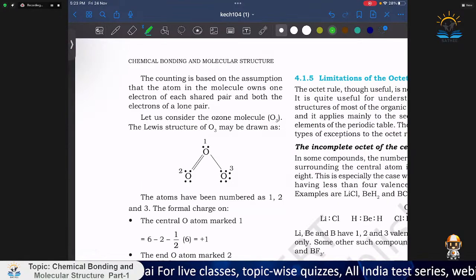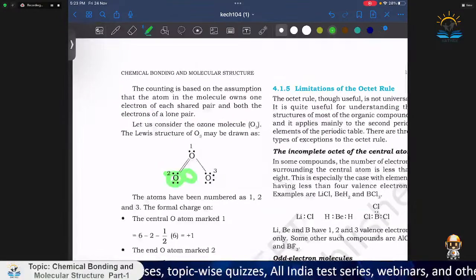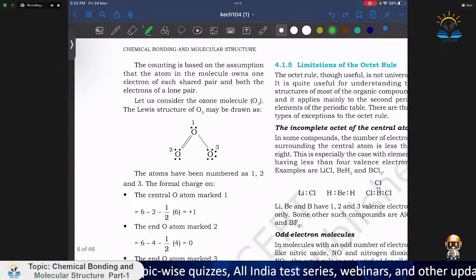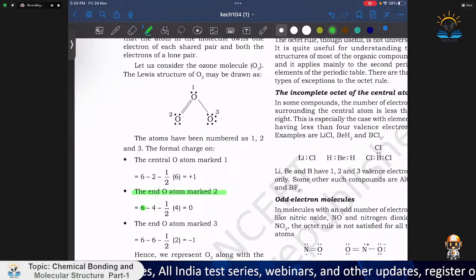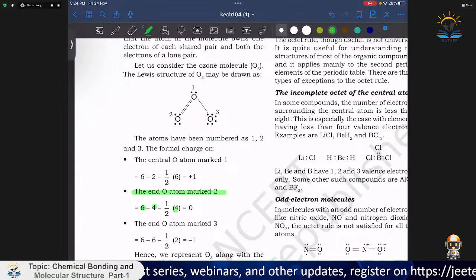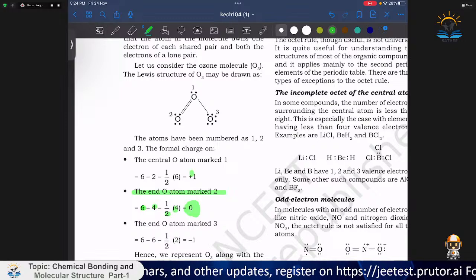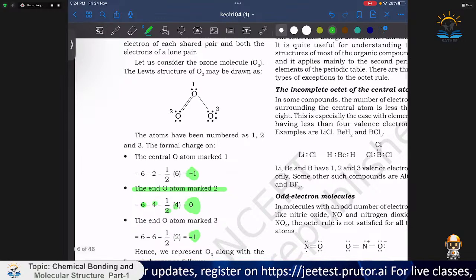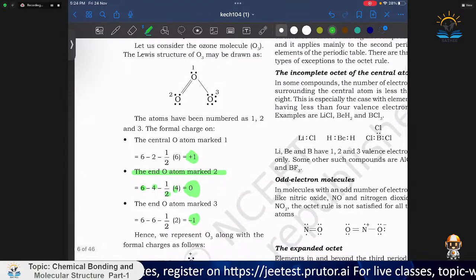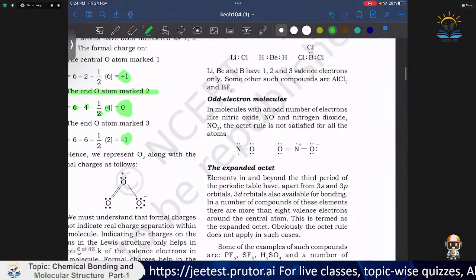For oxygen number 2, I'm so sorry, oxygen number 2, the total valence shell is 6, and lone pair electrons are 4, and there are 4 bond pair electrons which are divided by 2, so it has a 0 charge. Similarly, the one marked as 1 has a +1 charge, and the one marked as -1 has a -1 charge, which we had already seen previously. Now we'll go on and see the limitations of the octet rule.